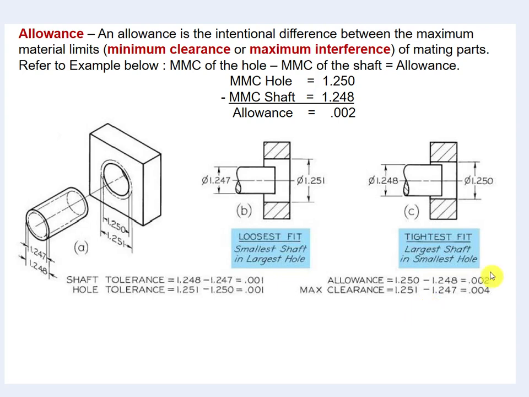Okay, now, what is the maximum clearance? The maximum clearance depends on the LMC, least material condition. The least material condition for the hole is the largest hole, which is 1.251. The least material condition for the shaft is the smallest shaft, 1.247. And also positive. When you have the largest hole and the smallest shaft, you still have a gap in between. In this case, what do you expect?